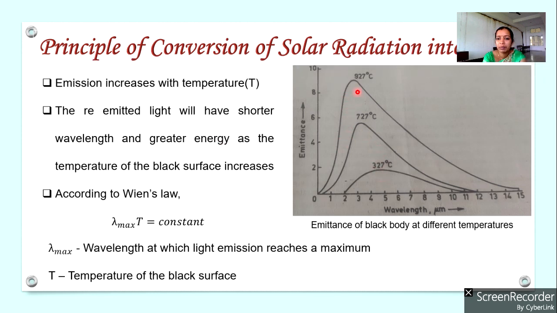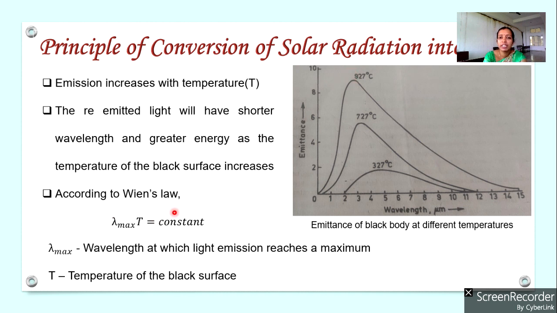So with increase in temperature, emission is increasing, but the wavelength at which emission is maximum is decreasing. So for this temperature, this much is the wavelength, and as temperature decreases, the wavelength is more. Okay, so with increase in temperature, the wavelength at which maximum emission occurs decreases.